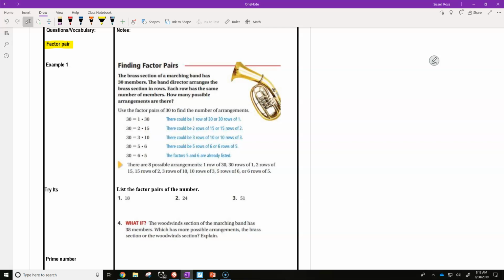Turn and talk with your neighbor for 30 seconds. If anyone can think of what it might mean, break down the word. What do you think factor pairs might mean? Turn and talk.